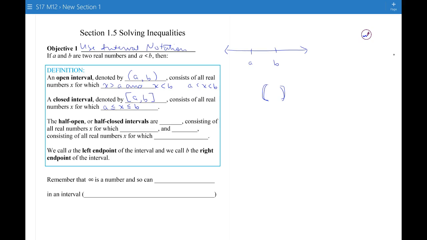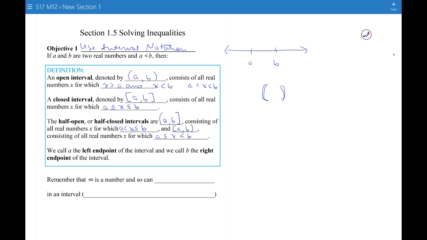So the half open or half closed intervals have one side with a curved parenthesis and one side with a square bracket. And this one is a is less than x, which is less than or equal to b. And we could also have the square bracket on the left and the curved parenthesis on the right. And that says a is less than or equal to x, which is less than b. So we call a the left endpoint of the interval and b is the right endpoint of the interval.